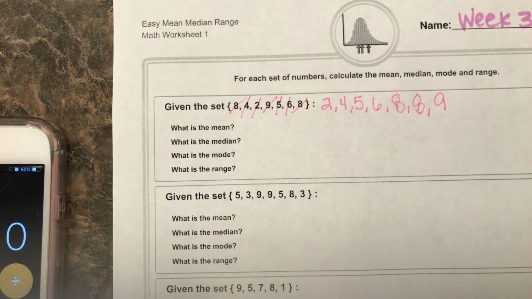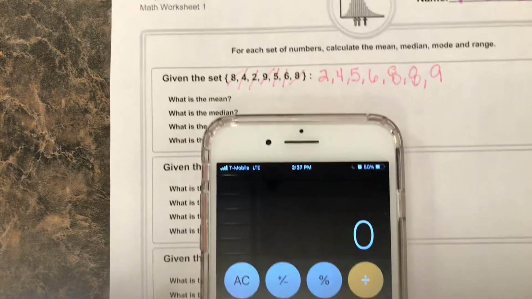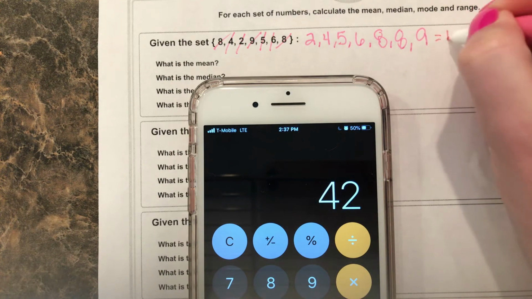So to find the mean or the average, step 1 says we have to find the total, which means add them all up. So I'm going to get my calculator out, and we are going to add 2 plus 4 plus 5 plus 6, 8 plus 8 plus 9. That gives us a total of 42.